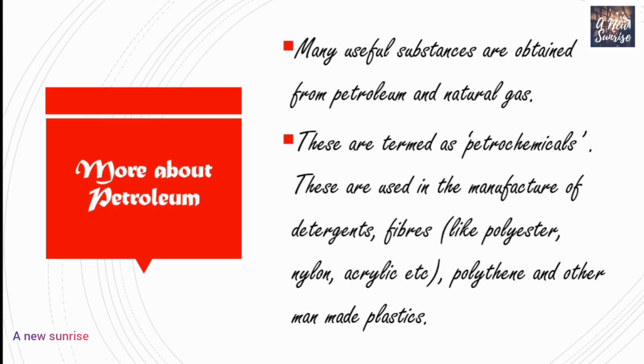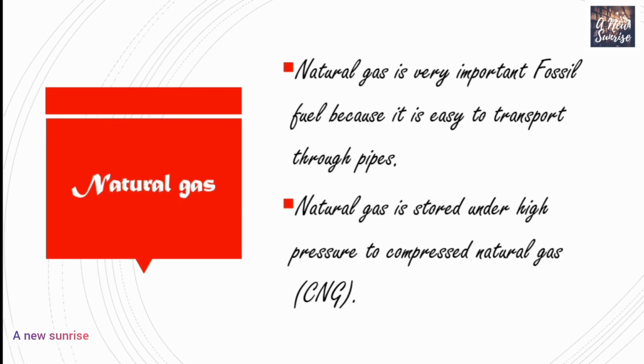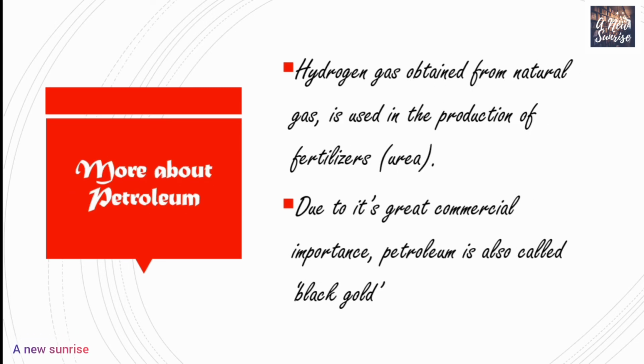Next, we would learn more about petroleum. Many useful substances are obtained from petroleum and natural gas. These are termed as petrochemicals. These are used in the manufacture of detergents, fibers like polyester, nylon, acrylic, etc., polythene and other man-made plastics. Hydrogen gas obtained from natural gas is used in the production of fertilizers. Due to its great commercial importance, petroleum is also called black gold.